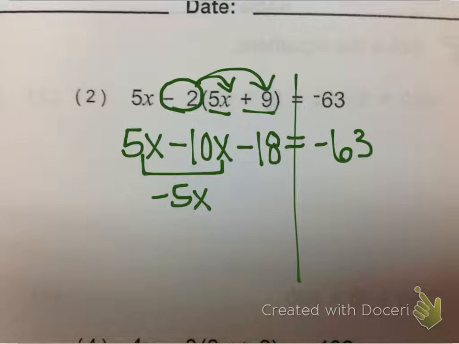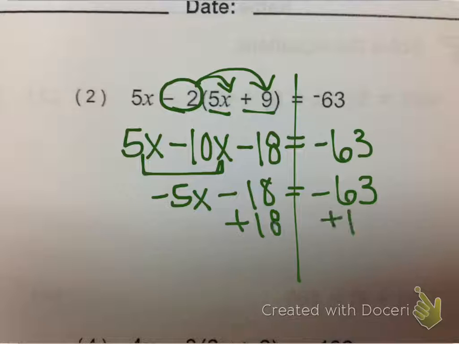The only reason we're allowed to do the combining is because they're on the same side of the street. So I can do that. Minus 18 equals negative 63. Again, now we want our 0, so we're going to add 18. Add 18.